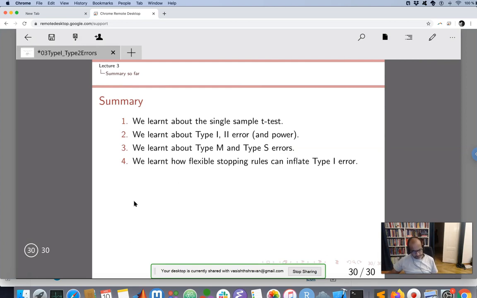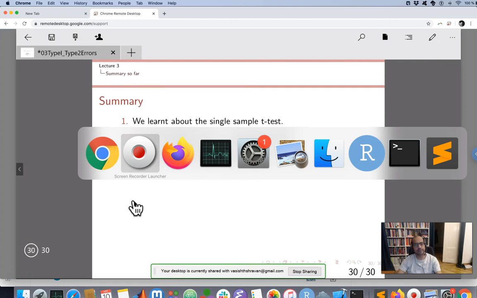Okay, all right, so we have learned about single sample t-tests. We learned all about type 1, type 2 error and power. We know what type S and type M error is, and now we understand why flexible stopping rules are bad. They inflate type 1 error. Okay, so that's it for now. The next lecture will now cover some practice and some details of t-test, and then we'll move on to the exciting stuff in this course, which is linear models and linear mixed models.